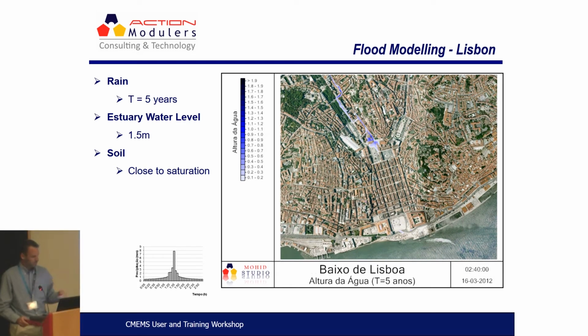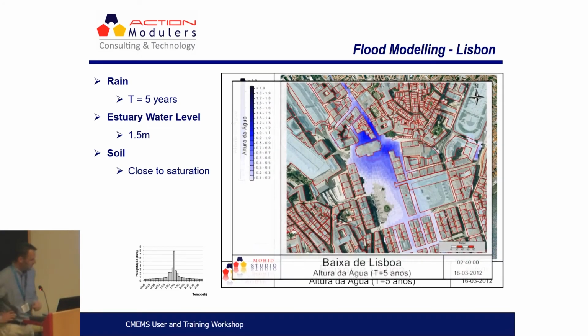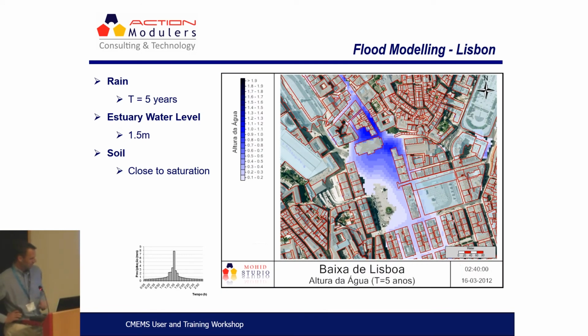So we did this modeling approach for many different scenarios. And just one example of results we got, looking to one of the main squares in Lisbon, you can see the results for 5 years return period of flooding. So you get all these dark blue areas where you have water levels up to 1 meter.